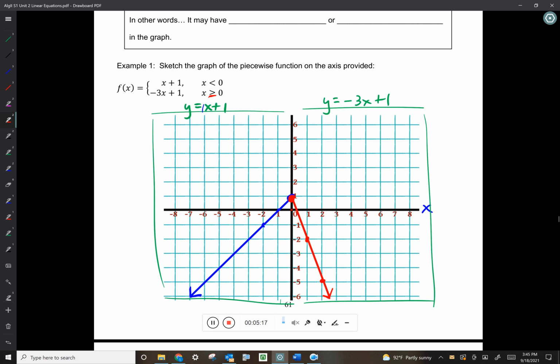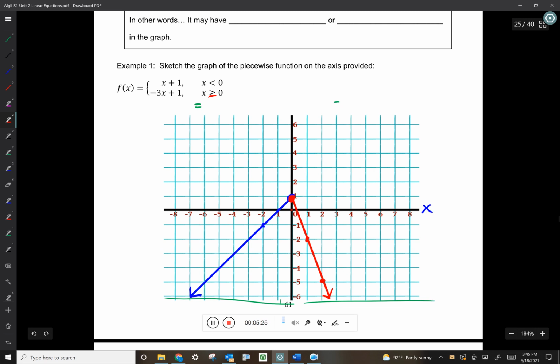So that right there, that little bit of a V shape, is the piecewise function. So we used one piece from the first equation and one piece from the second equation. And in this case, the two lines kind of connected up right in here, when x equals 0.